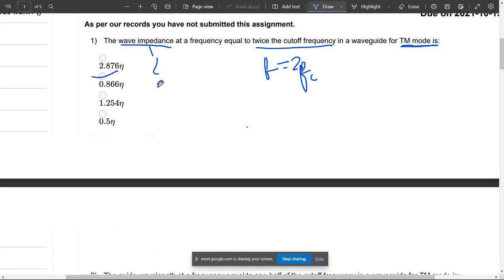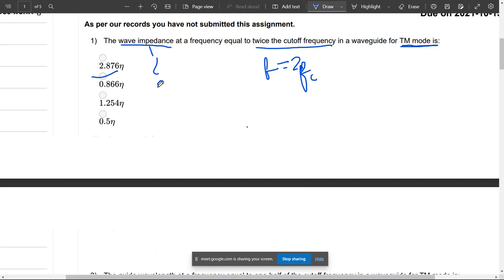Free space impedance I know, eta, which is 377 ohm. But wave impedance is the impedance faced by the electromagnetic wave in a waveguide. Wave impedance means we have to match the waveguide for input and output impedance. Basically, what it means is the impedance faced by the electromagnetic wave in the waveguide.